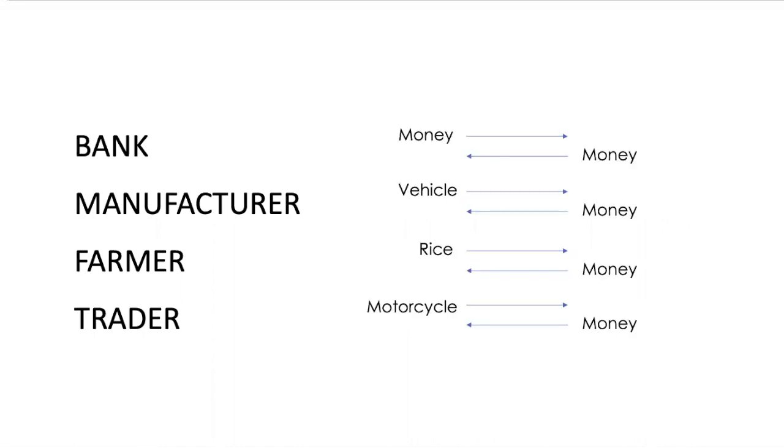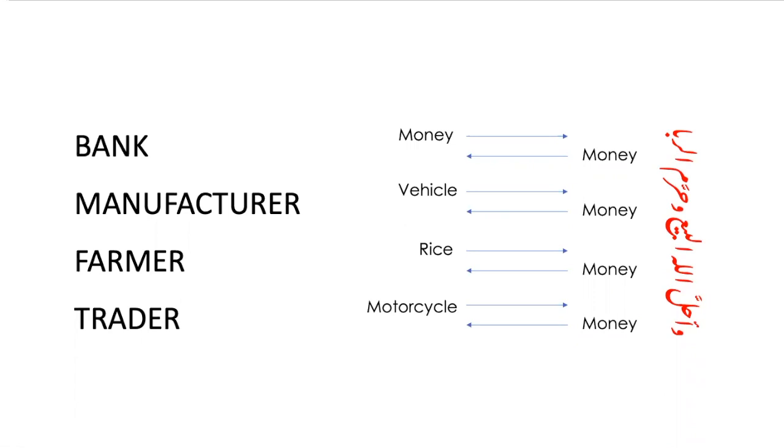So this is a bank, manufacturer, farmer. In case of a bank, on both sides, there is money. In case of a manufacturer, for example a vehicle manufacturer, he would make vehicles, sell them in the market and earn some money. A farmer would grow rice and earn some money by way of selling the rice. A trader, in this case, would buy motorcycles and sell them on to earn some money in the form of profit. So, looking at these four areas should explain the difference between a trade and riba.